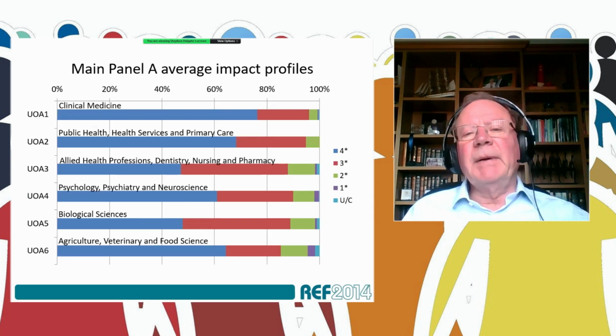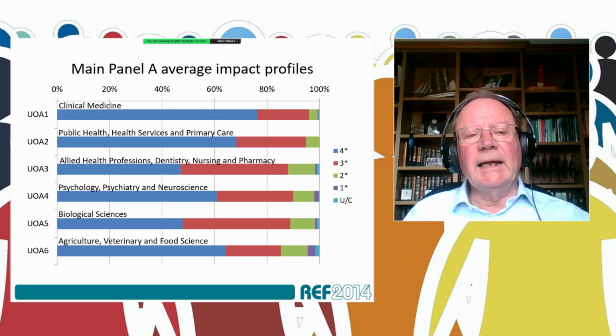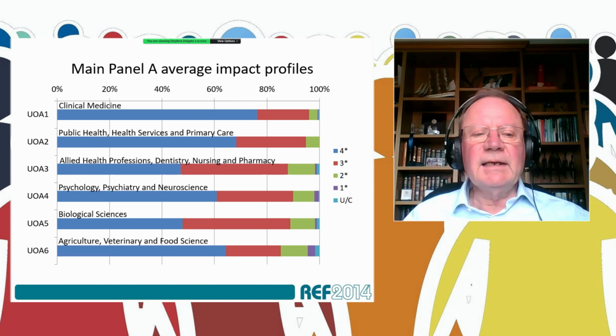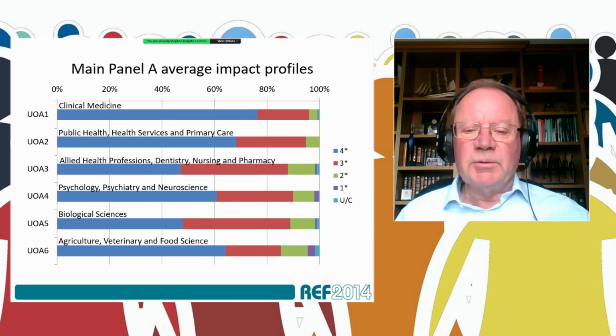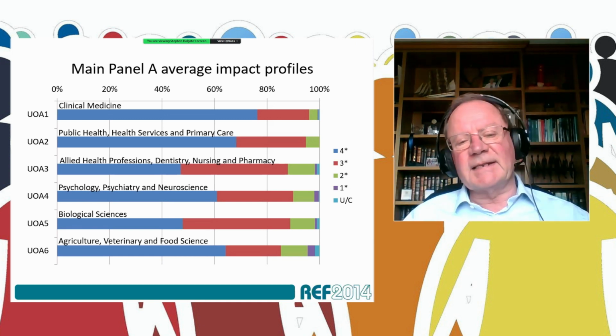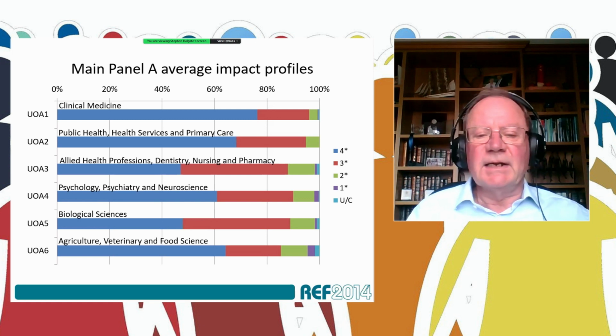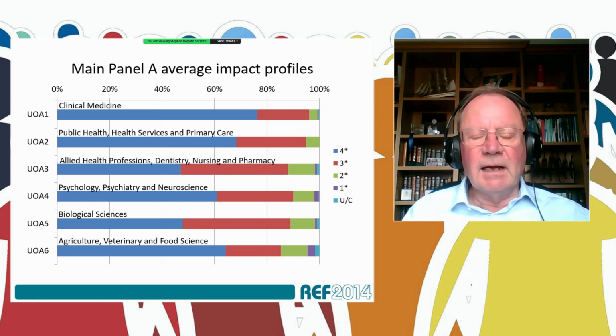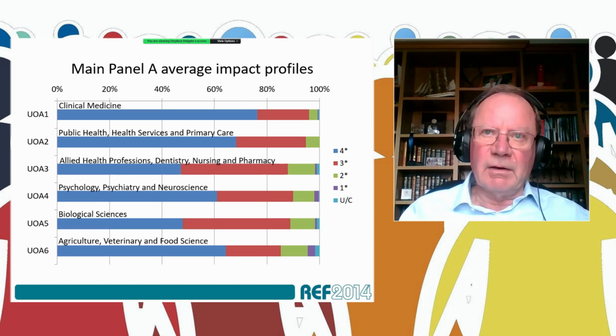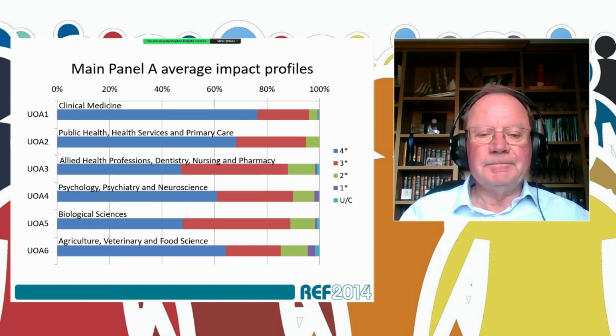Well, this is the panel that I was involved with, main panel A. You can see it's made up of 6 units of assessment, and you can see the outputs, the impact and the environment and the relative scores. And I think the important thing here is that the scores do vary markedly between the various units of assessment, in that there are different stages at which they're able to contribute the academic activity. Whether it be outputs, whether it be impacts or the environment.